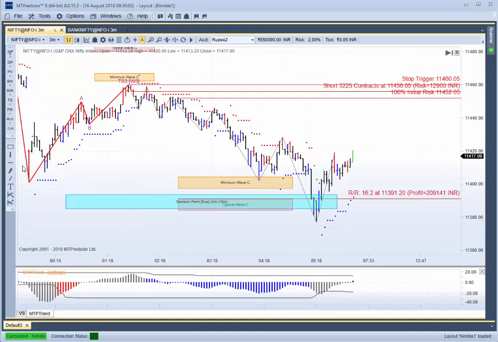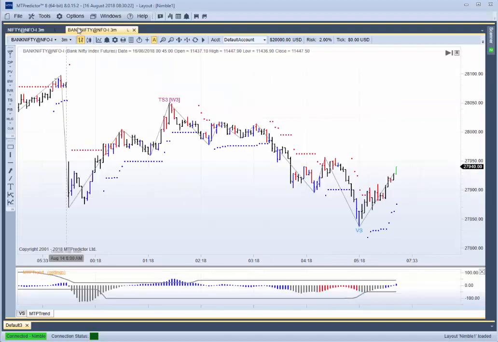So a very, very good day for MTPredictor. Oh, sorry, today, which was the 16th of August, on the 3-minute Nifty, where we had a TS3 wave 3 sell coming in pretty close to the high of the day there. Had a lovely short trade, holding it down into the higher time frame support down here, where a lovely trade would be available as well.